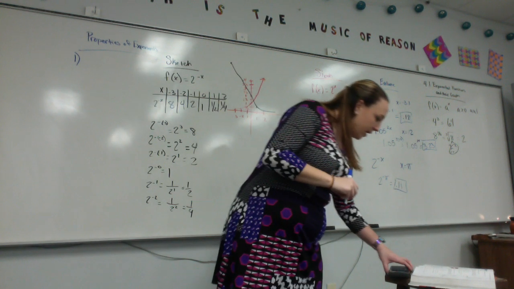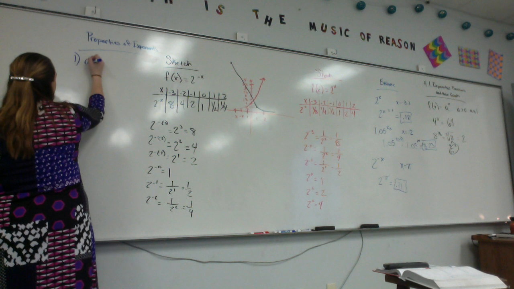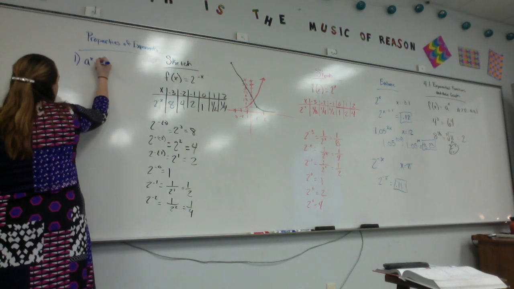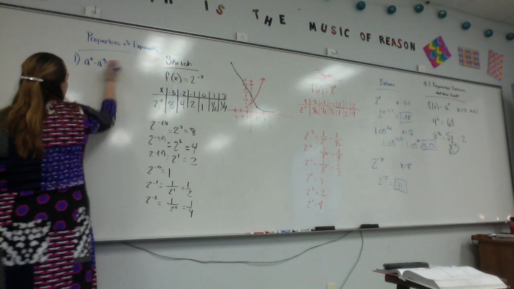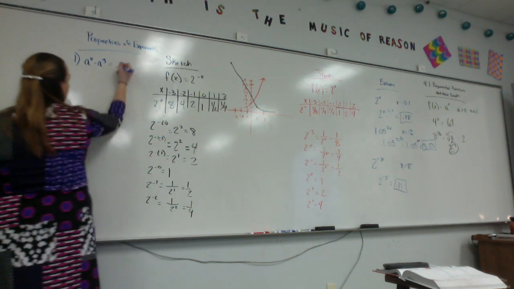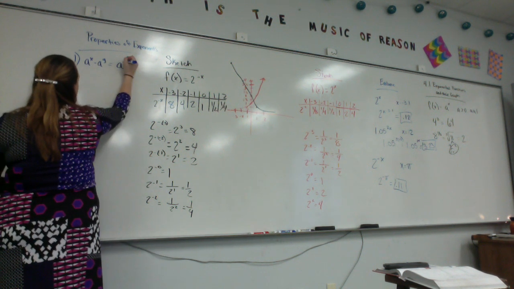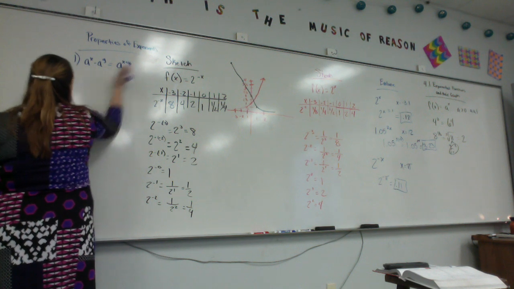When you have something like the same base, let's say I have a to the x times a to the y. What do you do with those exponents? You add them. If they have the same base and they're being multiplied together, you add the exponents.